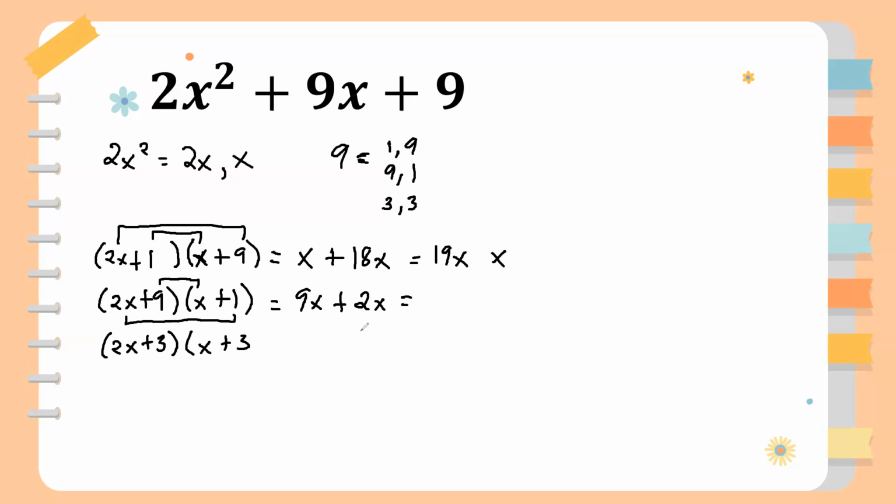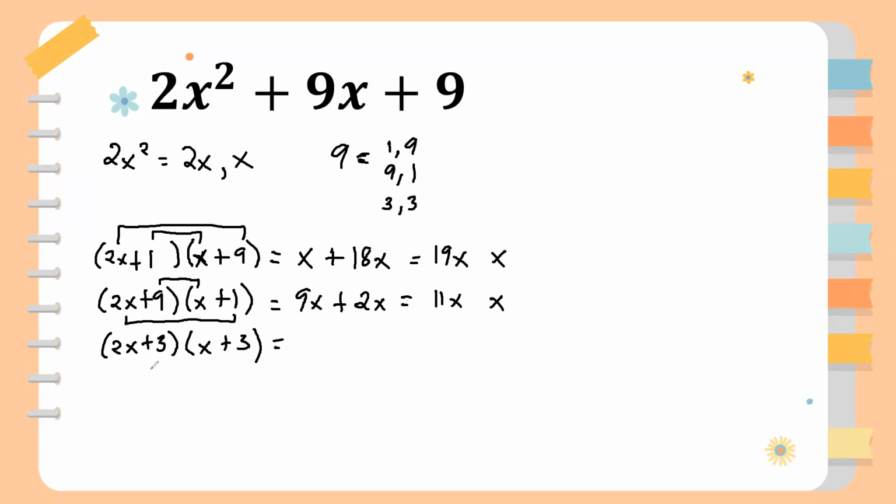And then we get the sum, 9x plus 2x, that is equal to 11x. Right? So, since hindi rin siya parehas sa middle term natin, mali rin ito. Cancel na natin yan. X na X.